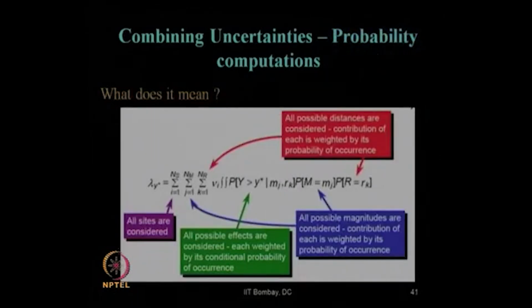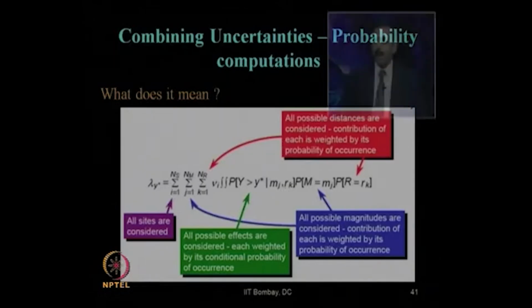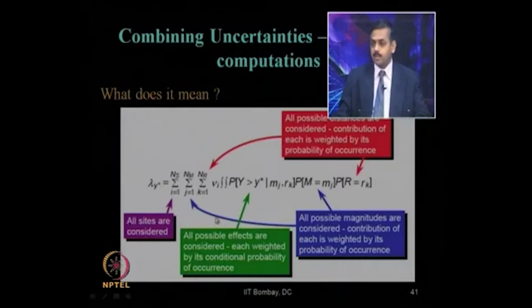Now, what does it mean? Let us look at it very carefully. We have already mentioned lambda y star, the mean annual rate of exceedance of a particular value, say 0.3 g of PGA, is expressed in this equation. By this equation it is expressed, combining all the uncertainties. That is, what are the uncertainties we have taken care of? Number of sites, number of earthquake magnitudes and number of distances. So, let us go one by one through what all of them are mentioning over here.